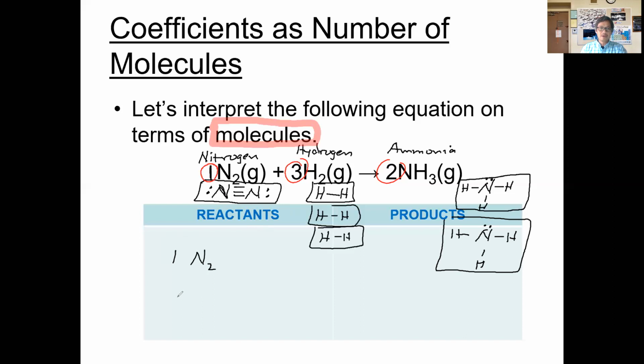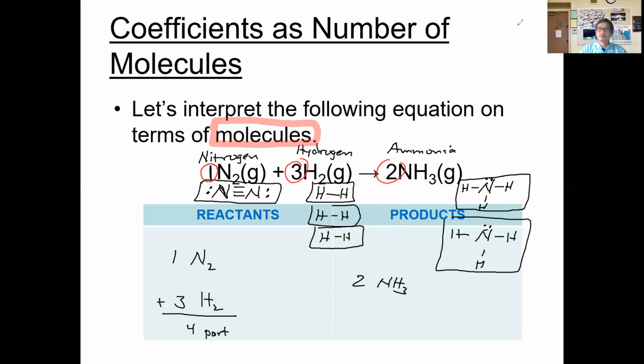We start out with 3 hydrogens, and so we end up with then, based on the balanced equation, 2 ammonias. Make sure that you understand what we have here. If you add up the total number of particles here, you have 4 particles to start out with, 4 total molecules.